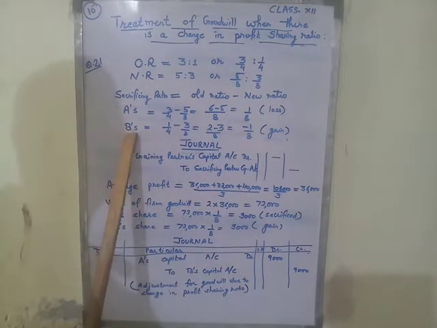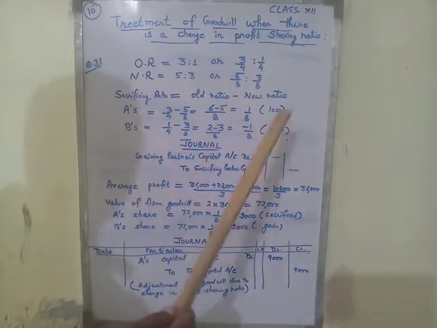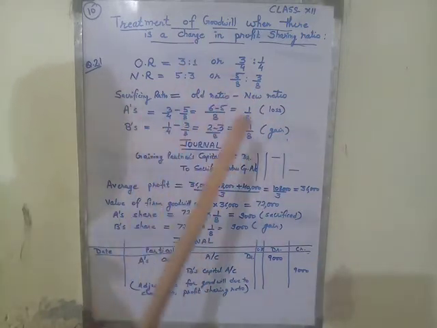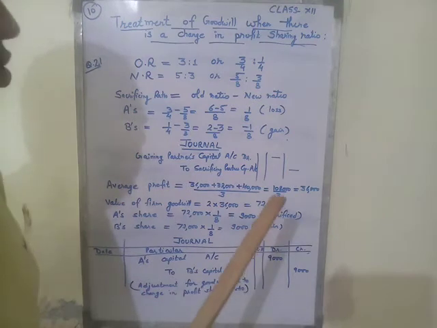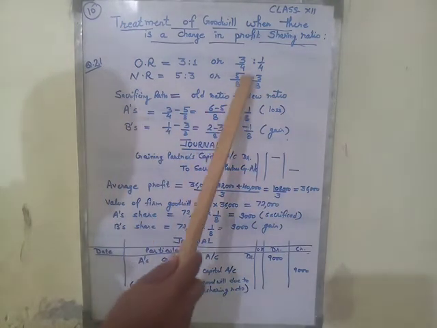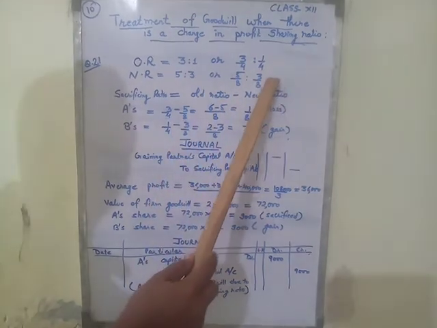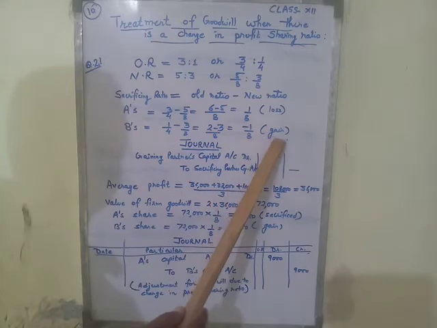B's is a gain, as A sacrifices to give the goodwill to B, and B is the gainer when there is a change in the profit sharing ratio. So B's share is calculated in the same way: old share 1/4 minus new share 3/8 gives minus 1/8, which is a gain.